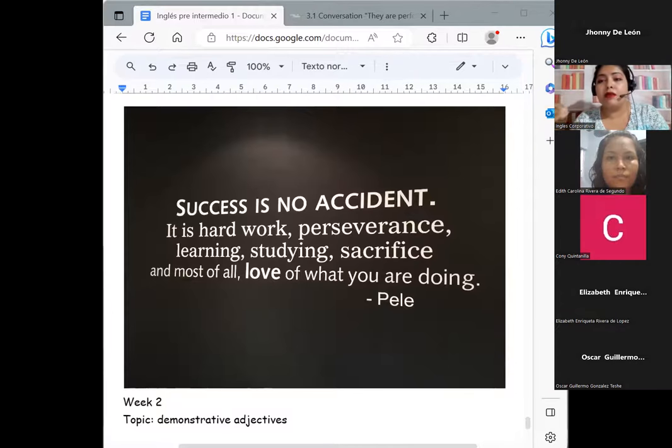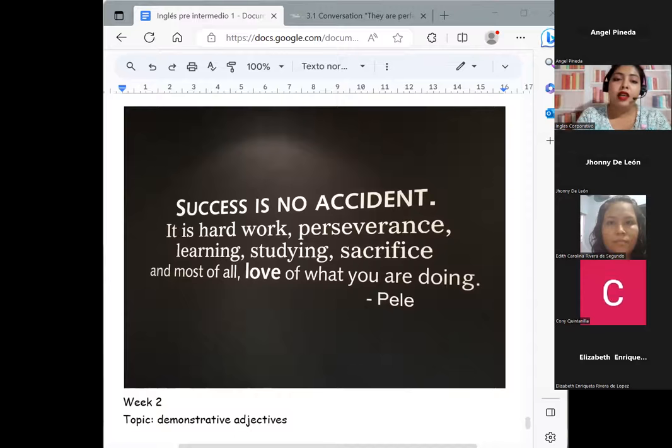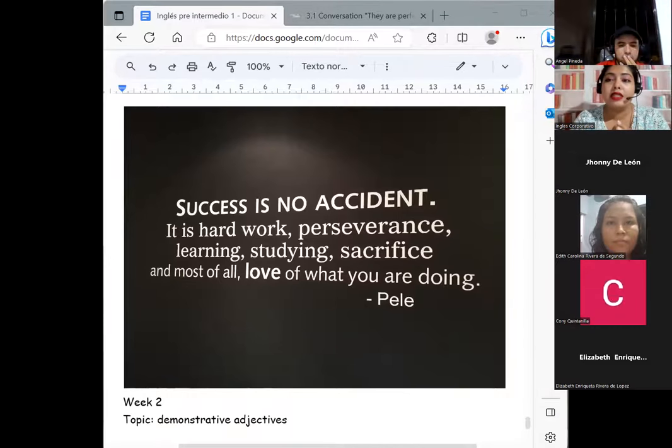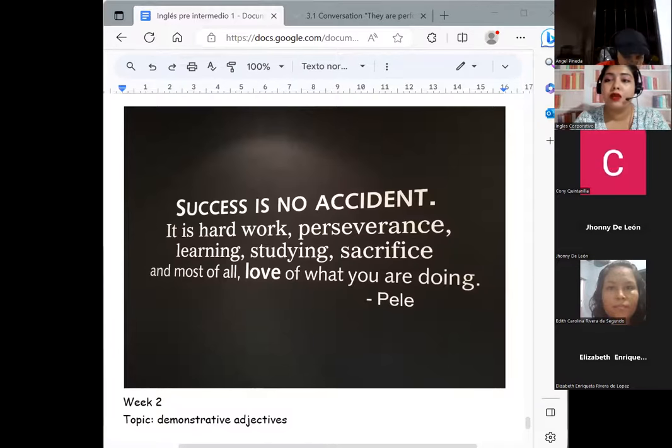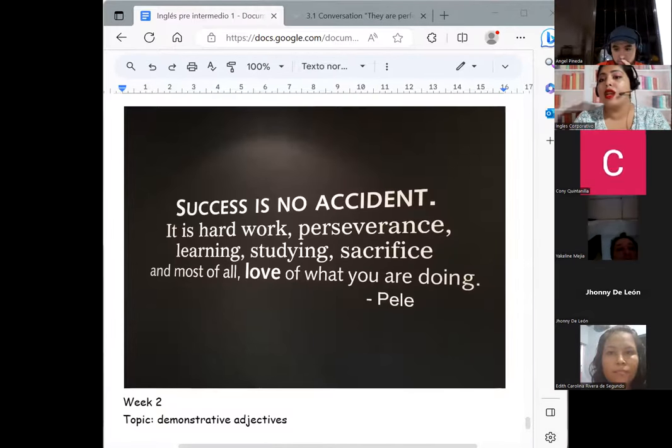And of course, the most important thing is to love what you are doing. We need to love the things that we are doing. We need to know the importance of the things that we are doing, and we are going to find the way, and we are not going to suffer in the process. So that's why we have this phrase for this week, that success is no accident. We need to do a lot of things to achieve our goals. Now, we are in the second week.